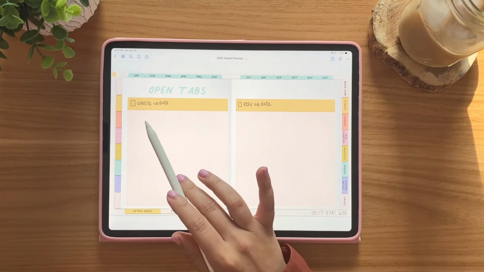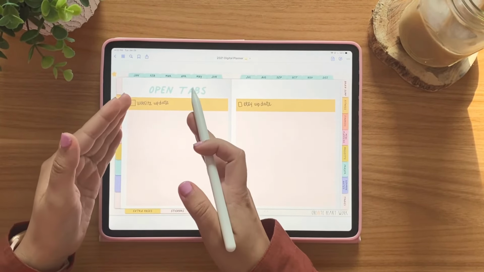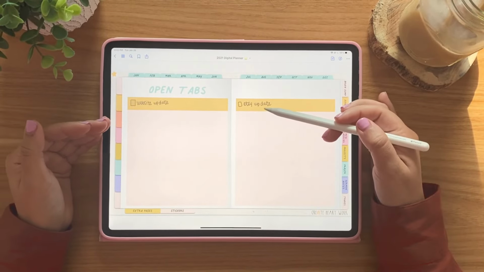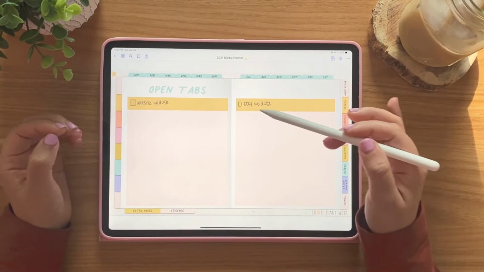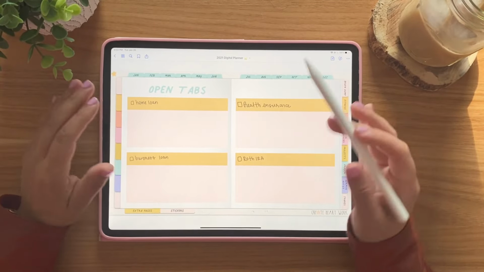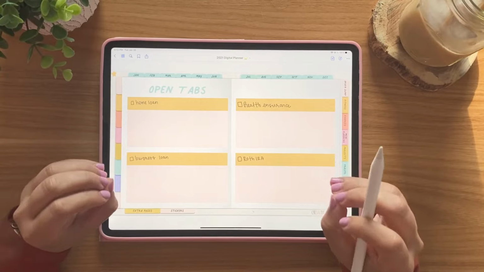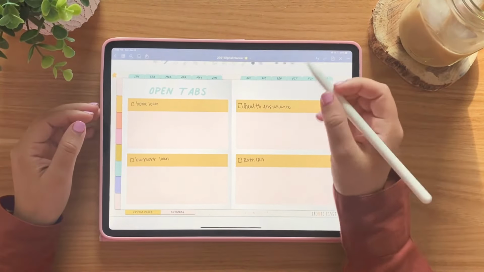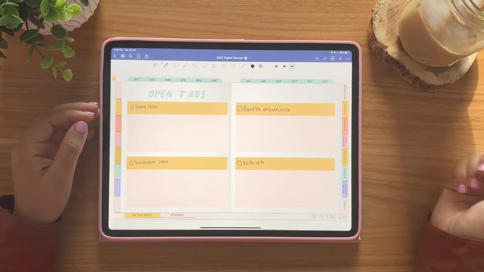Instead of having that open tab in my mind, I want to jot it down here and then give it a date, give it action steps. So I need to do an Etsy update. That's another open tab in my mind. I have my home loan, business loan, health insurance, Roth IRA, stuff that's just open in my mind that I need to jot down onto paper. And then once I get to it, once I make a plan for it, it will get the check mark.